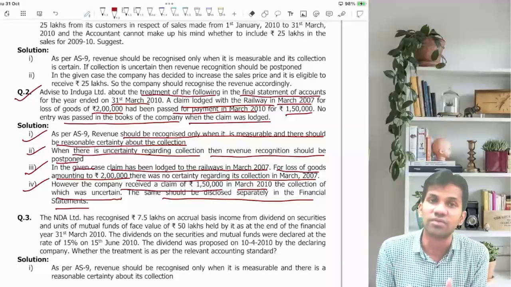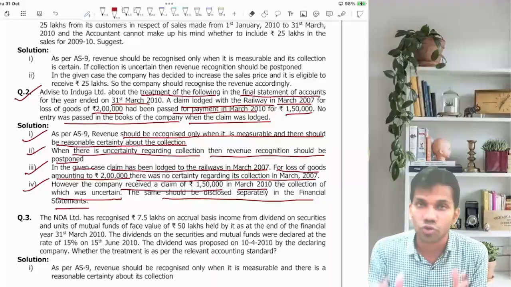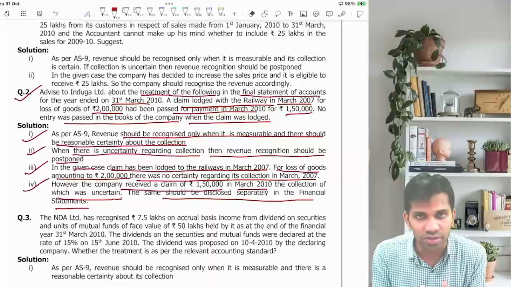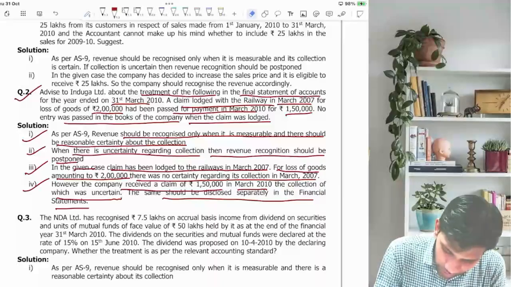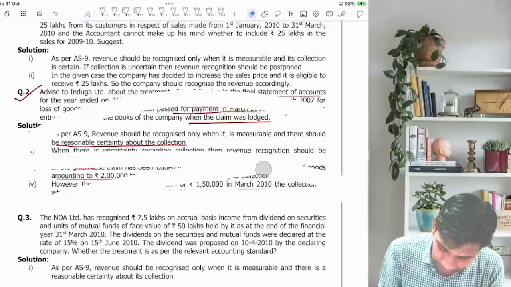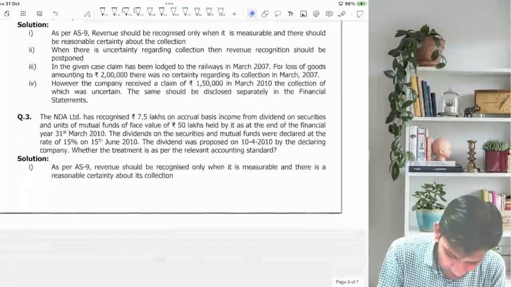In March 2010, the company received a claim of 1,50,000. So the same should be recognized in the year 2010 and only up to the extent of 1,50,000. I hope it is very, very clear. Okay. Let's go ahead. I'll clear these lines and we'll go for the next question.